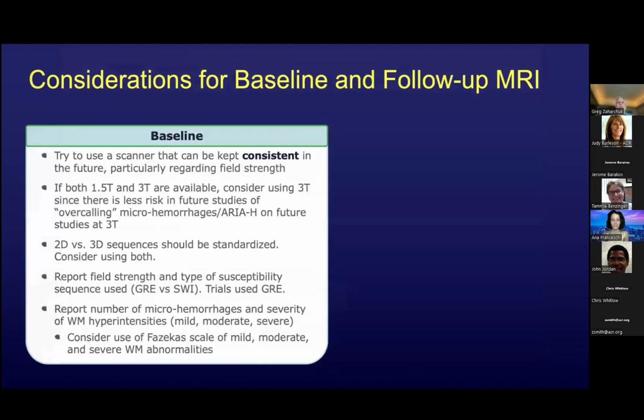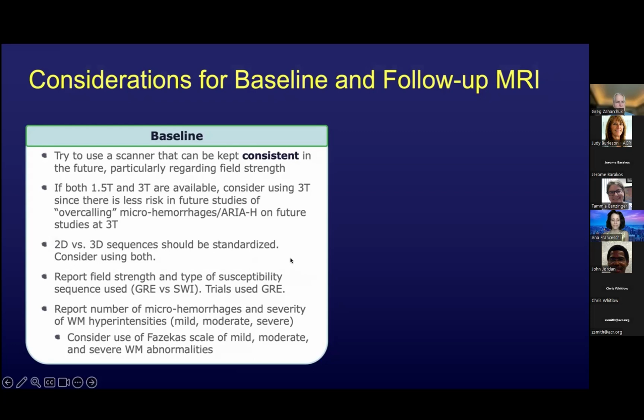Okay, so I want to finish up by talking about some of the considerations when you're thinking about doing baseline and follow-up MRI. The first is you really should try to use a scanner that can be kept consistent for the future, particularly regarding field strength. The reason for this is that 3T is more sensitive for microhemorrhages. So if you have 3T and 1.5T available, you may want to consider using 3T for the baseline study, because otherwise you may risk calling a new microhemorrhage which is not new, just something that was not visible on the 1.5T study.